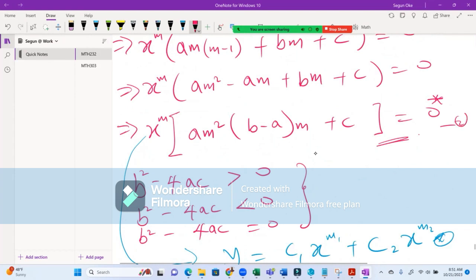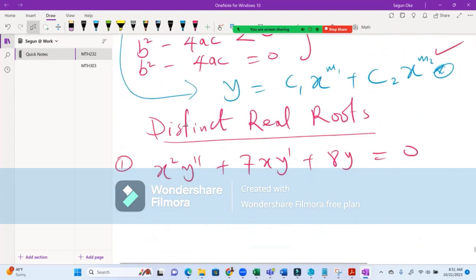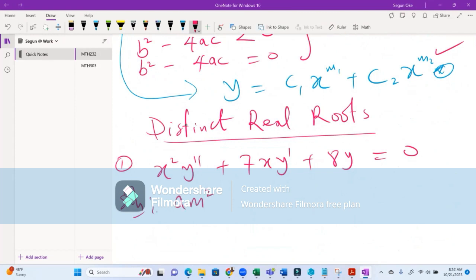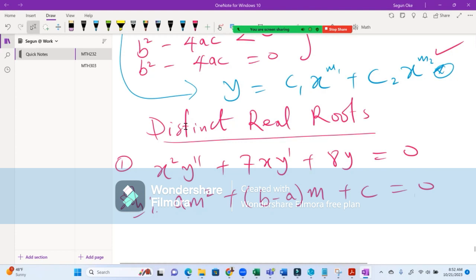Let's call this one equation 2. My equation 2 is this. This is the solution for it. Now, all I need to do is solve this one. In my own case, recall, the solution will be in this form: am squared plus (b minus a)m plus c equals 0. Record this one. Anytime I record this, I will be able to identify some of my parameters.